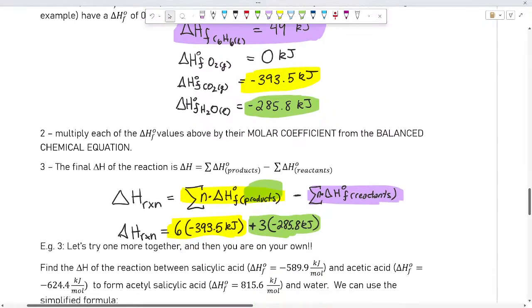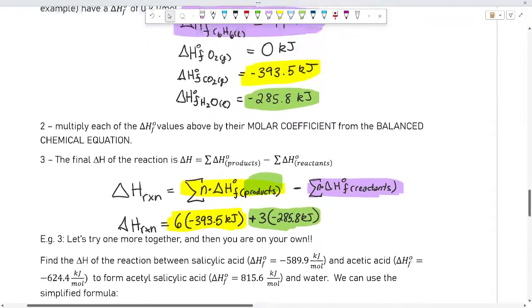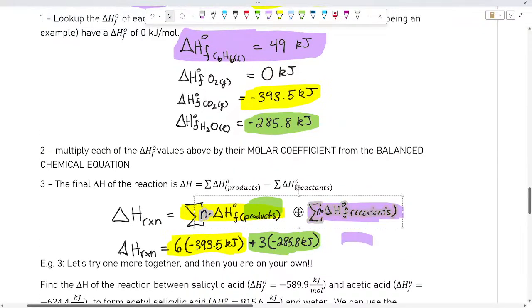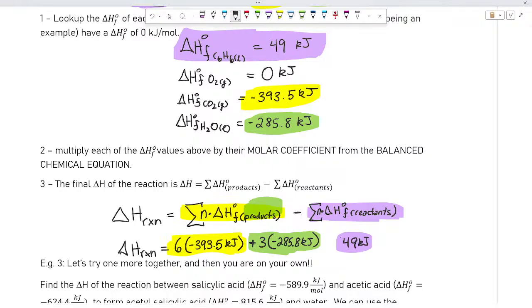How many of those do we have? 1. What's its enthalpy? 49, but it's a reactant. So what do we have to do with that? We're not adding it, we are subtracting it. Does that make sense? And then we can just do that math. This one I'm not going to try to do in my head. I mean, that's going to be 2,400 roughly, and that's going to be like another 800. So that should be like negative 3,300. We should be in like the negative 3,300 to 3,400 range.